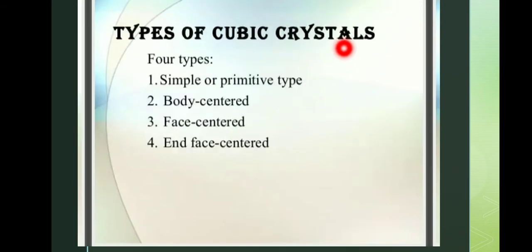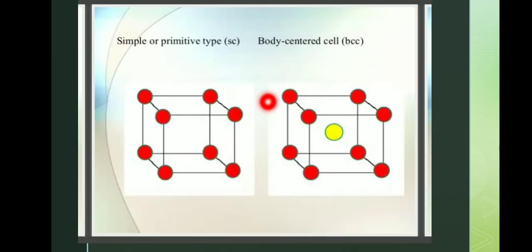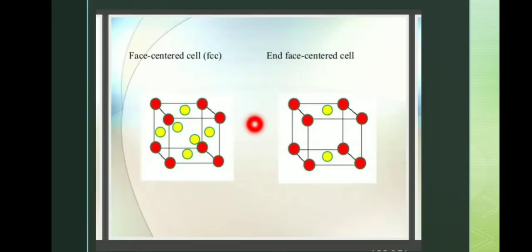Types of cubic crystals. There are four types: simple or primitive type, body centered, face centered, and end face centered. First, simple or primitive type, SC. Body centered cell, BCC: this is the simple type, and the center point is the BCC point. Face centered cell: first face, second face, third face, fourth face, front face and back face, a total of 6 faces with points. And end face centered: up face and down face.